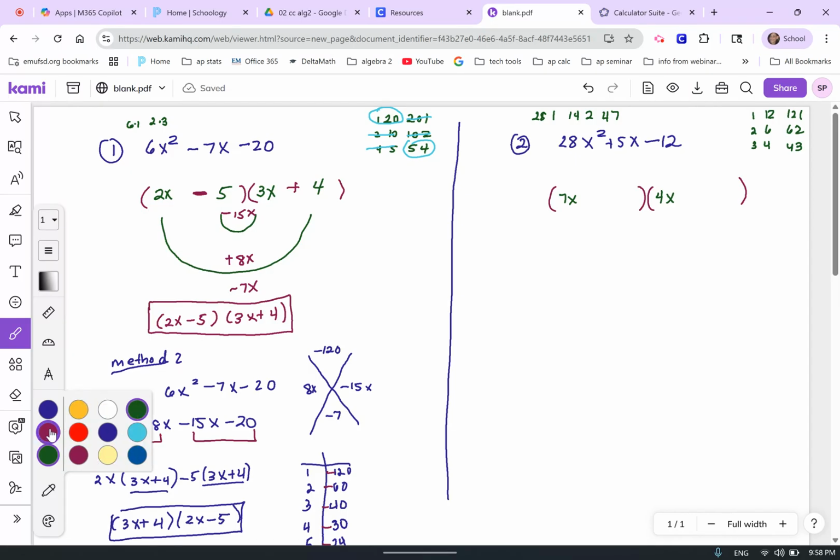Then you say, well, I really want to cross some of them out because it's too much work. I know it can't be 1 and 12 because 4 goes into 12. It can't be 2 and 6 because 4 and 6 have a common factor of 2. It can't be 3 and 4 because 4 goes into 4.